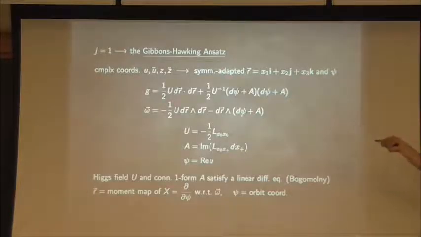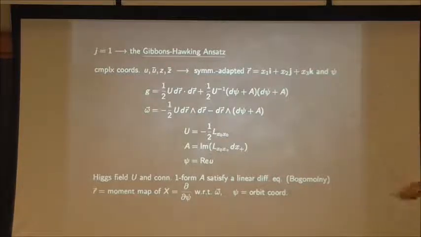And I get the usual Gibbons-Hawking formulas by doing this. So those formulas that I wrote on the previous slide give me the usual Gibbons-Hawking formulas, with U and A given as second derivatives of this function L in this way, and psi defined as the real part of this complex coordinate. And you can show that if you write them in this way, the Higgs field U and the connection 1-form satisfy a linear differential equation, a Laplace-Beltrami harmonic equation, and r can be interpreted as the moment map of this vector field, where omega vector is basically omega 1, omega 2, omega 3 assembled in a 3-vector. And psi is the angular coordinate. So this is the usual story from Gibbons-Hawking.